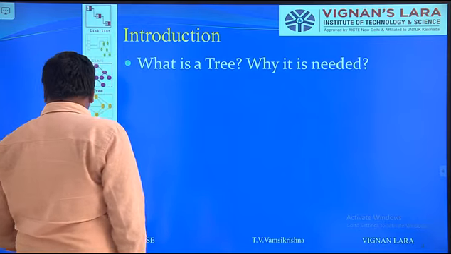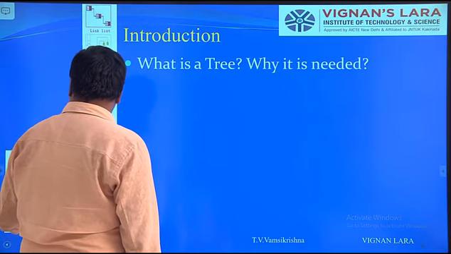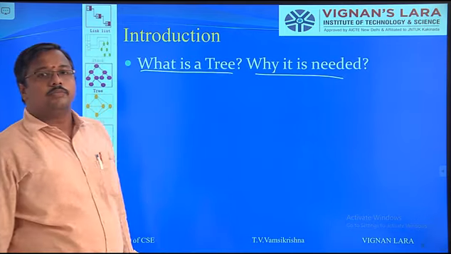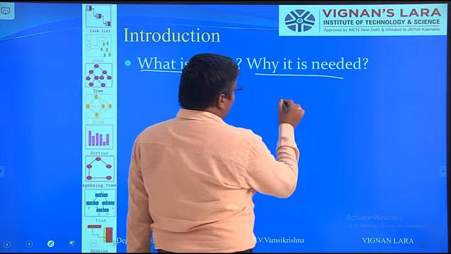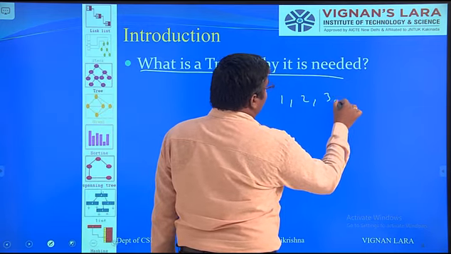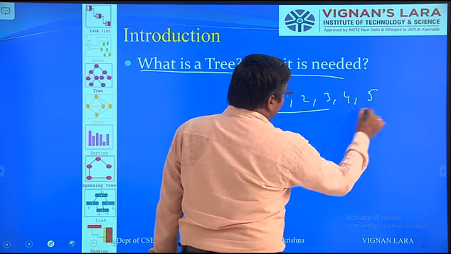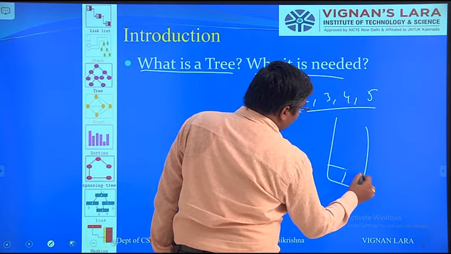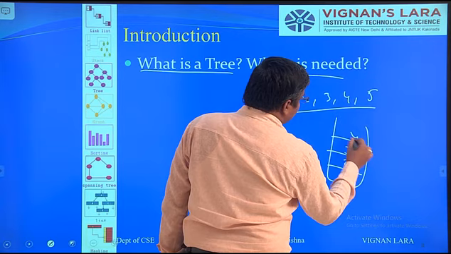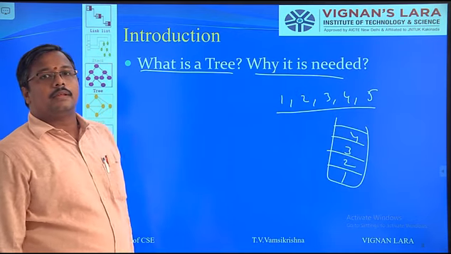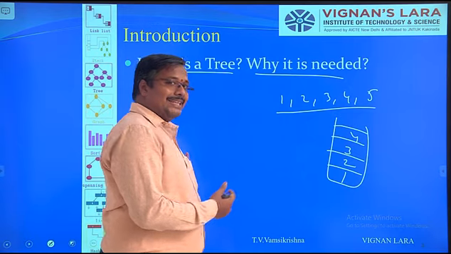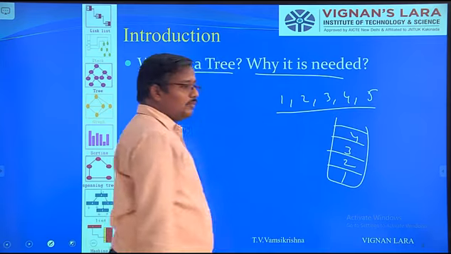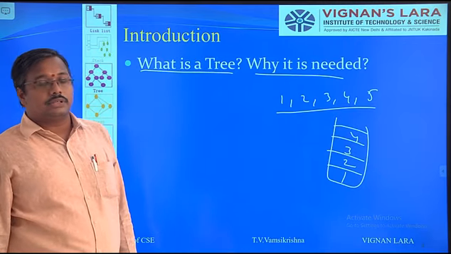First, what is a tree and why is it needed? Till now we have been representing elements either in a straight line pattern, or storing the elements in a vertical pattern. The way of arranging the elements in a straight line pattern, whether horizontal or vertical, is called a linear data structure.